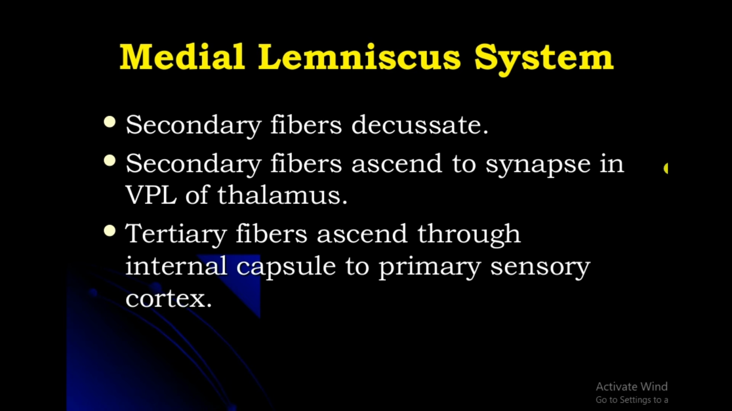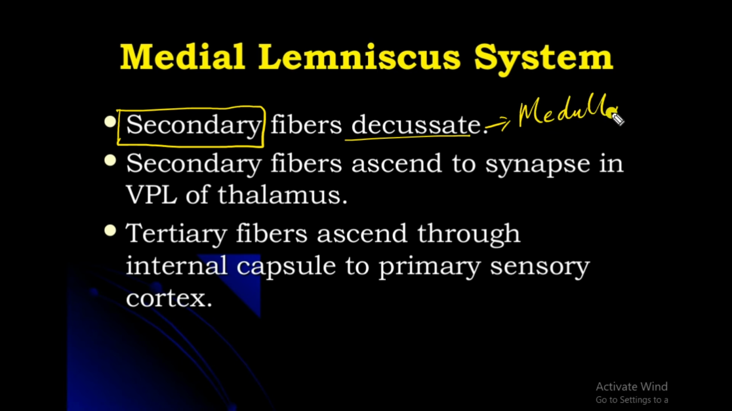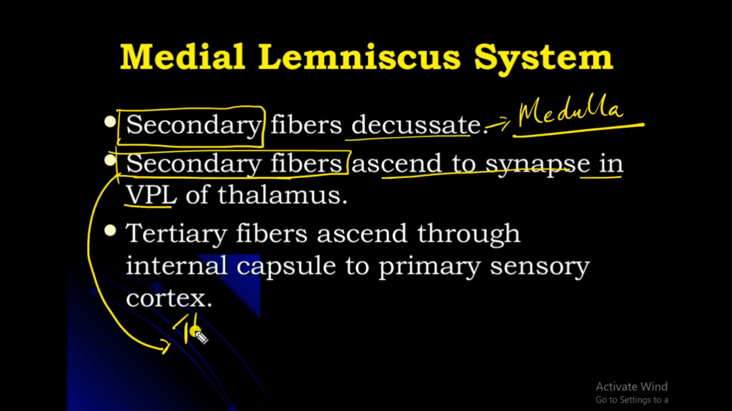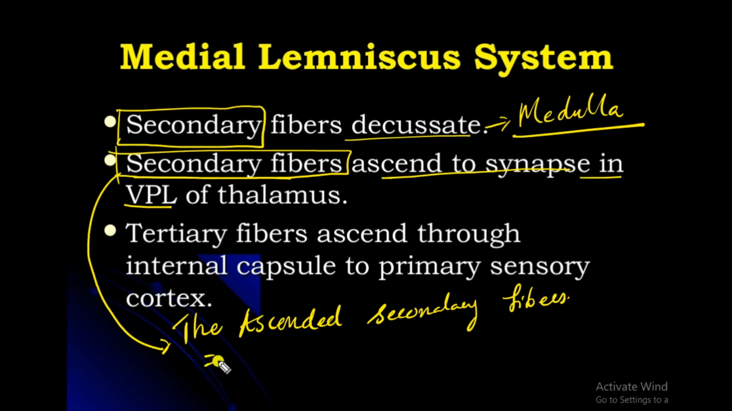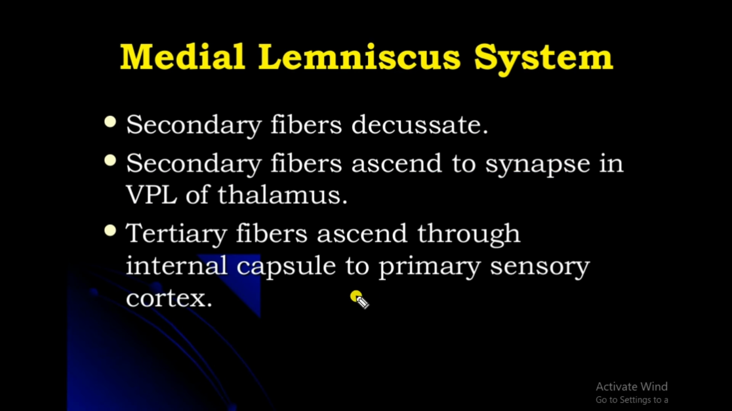And secondary fibers decussate. That is the important one. In the medulla, secondary fibers are going to decussate, and secondary fibers ascend to synapse in the VPL of the thalamus. The ascended secondary fibers are known as the medial lemniscus, and the VPL means the ventro-posterolateral nucleus of the thalamus.